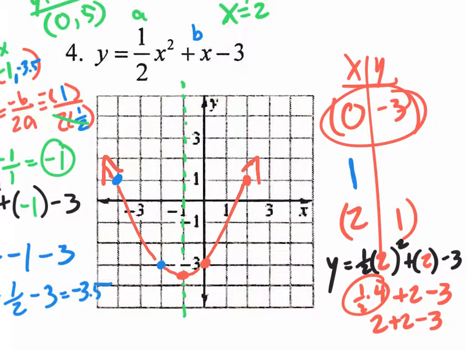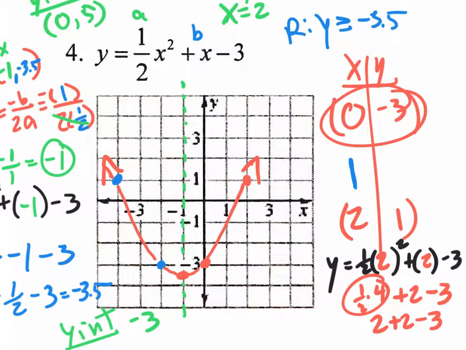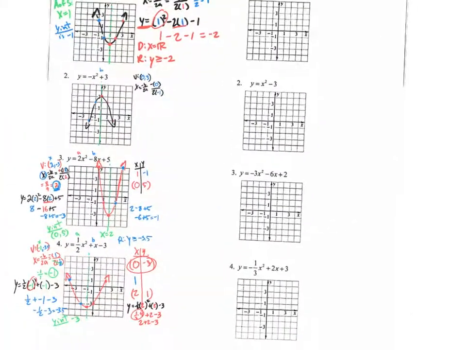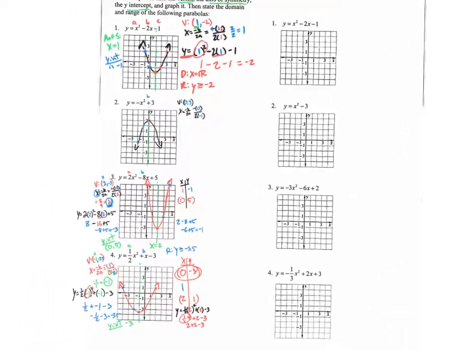And of course, the domain is x equals all real numbers. The range would be what? What would the range be on this? Y is what? Greater than or equal to negative 3.5. Thank you very much. And that's about it. If I asked you for the y-intercept, what's the y-intercept? Where does it cross the y-axis? At negative 3. Okay, I'm done. You guys could do the other 4, which are practically identical, just different values on the right side. That's your homework.